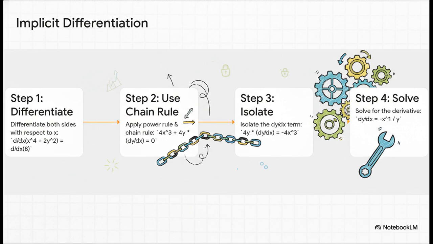When we take the derivative of that 2y squared term, the power rule gives us 4y. Simple enough. But because y is secretly a function of x, the chain rule kicks in, and it forces us to multiply by the derivative of that inner function, which is dy over dx. That little tag-along term right there, that's the chain rule unlocking the entire problem for us. The rest is just simple algebra.